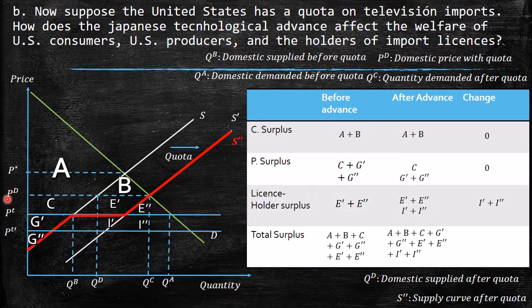Okay, here, what we have is the consumer surplus. It was A plus B, because they have to pay this PD, and the producer surplus is going to be this one, because remember, they can just produce to this one, and this part is going to be attended by license holders. So producer surplus is going to be C plus G prime plus G2 prime.